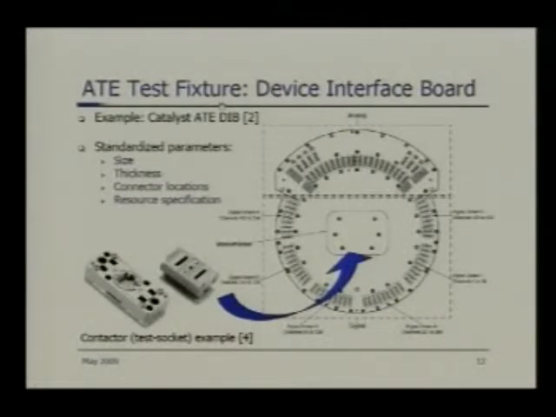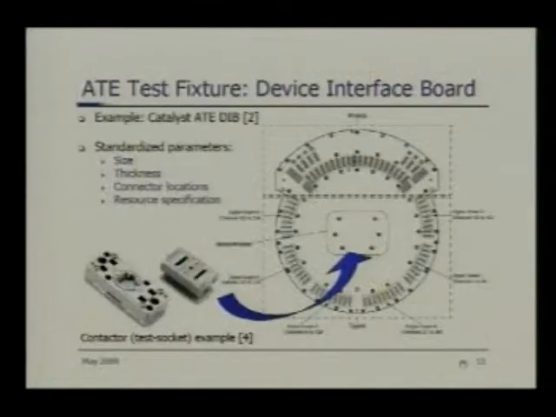Here I am showing one example of the ATE test fixture. Like I mentioned, for characterization test or characterization data collection, you need a PCB, right? Usually it is the square shape that we are familiar with, but depending on the particular test platform, the shape of the PCB that is used in the production test can vary.